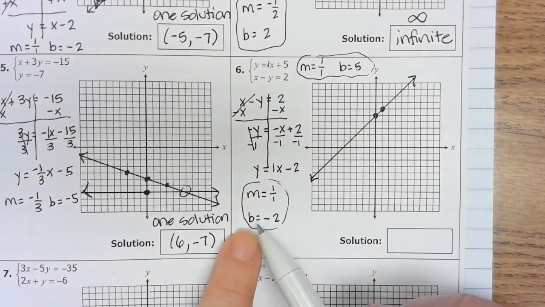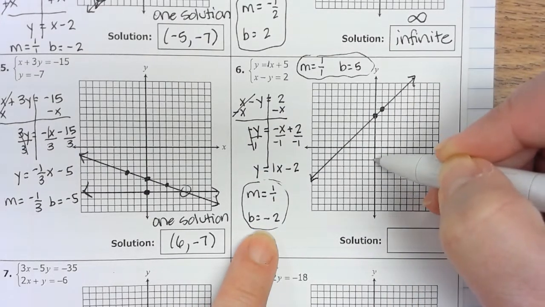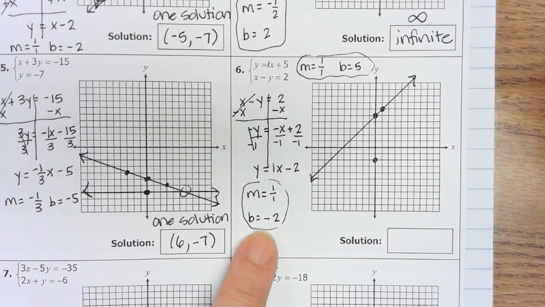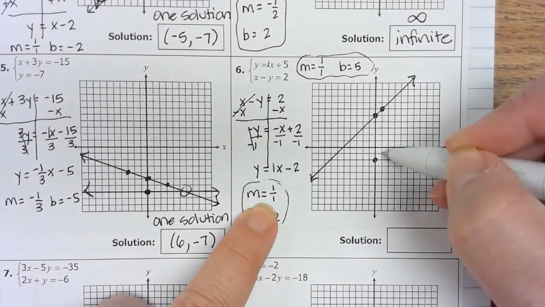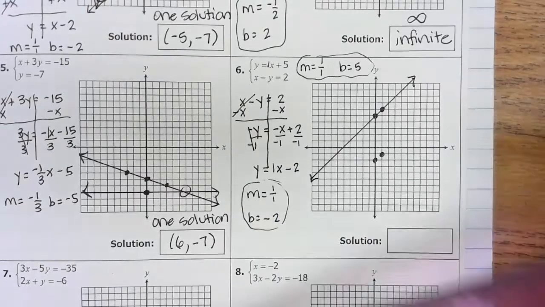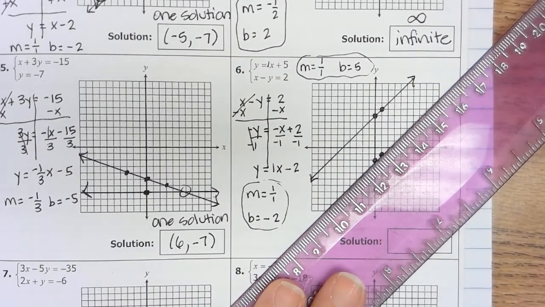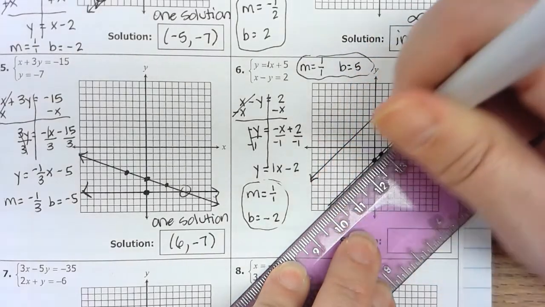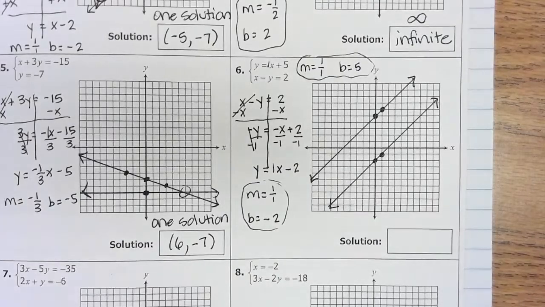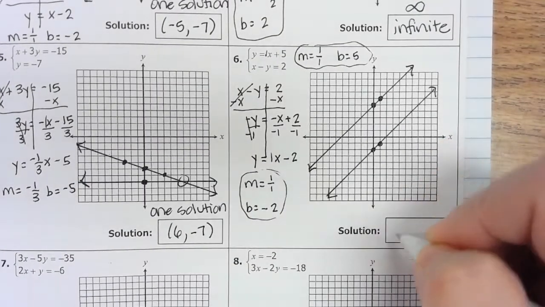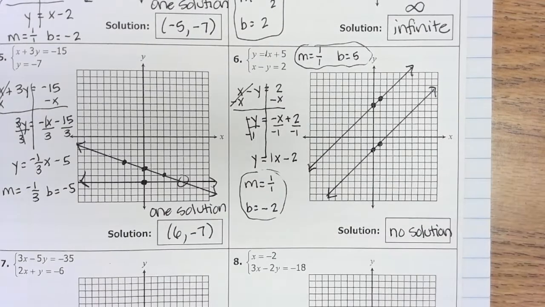Well, let's find out. Our y-intercept is negative 2, so this time I'm going to go down to negative 2. And my slope again is 1 over 1, so up 1 and over 1 to the right. Connect your dots. And you have a lovely set of parallel lines. So if you said no solution, then you were right.